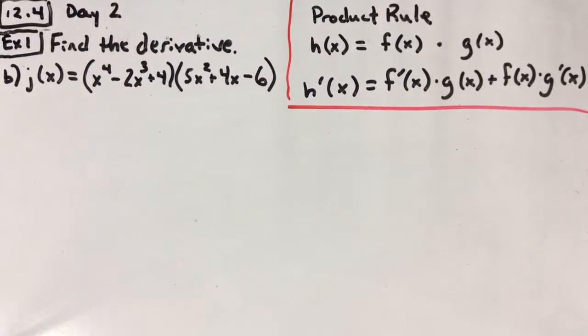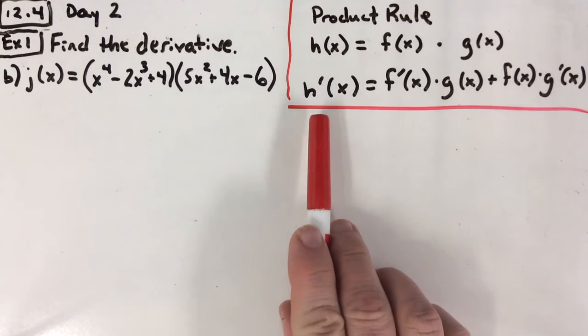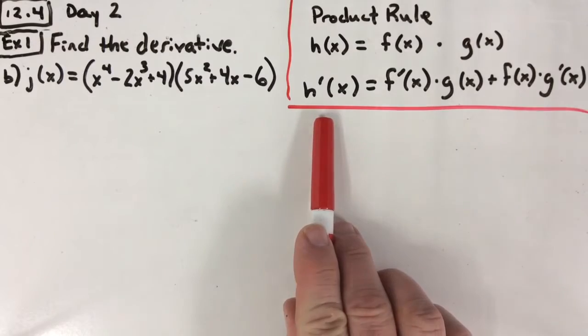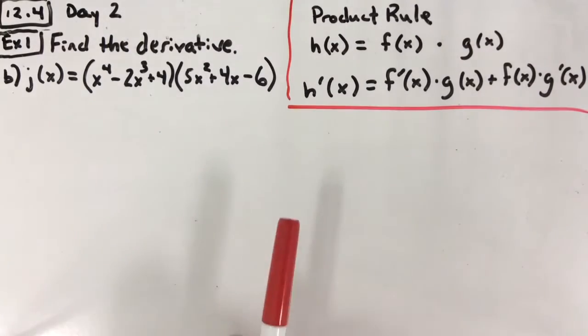12.4, Day 2, Example 1b. So again, we're learning the shortcut on how to do the derivative using the product rule. Here is that formula again, just like we had in example 1a.